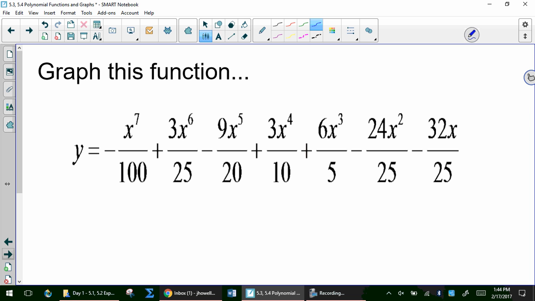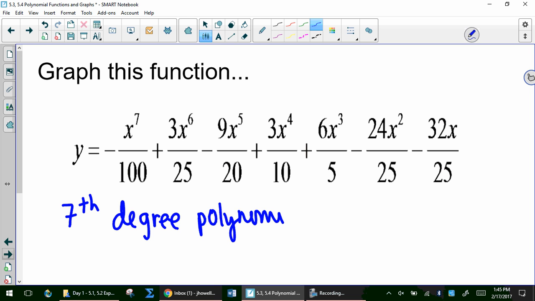Any key things that we could point out, Dylan? The degree is more than 2, so it's 7. So it's a 7th degree polynomial. So the degree is more than 2. It's a polynomial, so we know there's going to be some curves to it. We know it's going to be continuous.